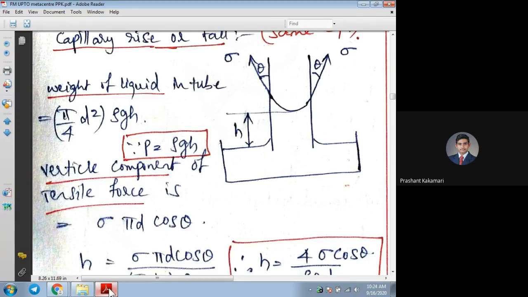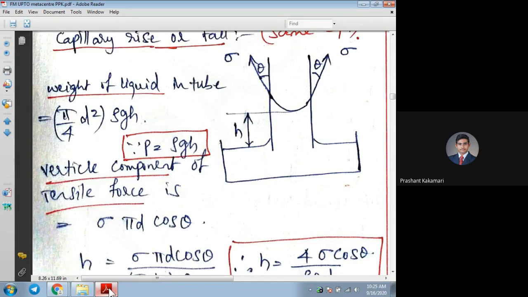Now, what is the tensile force which is balancing this weight in the tube to stand at a given height? That we are writing. You already know surface tension is acting on the surface, the ring of that circular diameter. So the surface tension we can write as sigma pi d on the circular surface, and it is acting at an angle. With respect to adjacent and hypotenuse, we take the component as cos theta. Now equating these two, the weight of the liquid pi by 4 d square rho g h equals sigma pi d cos theta.